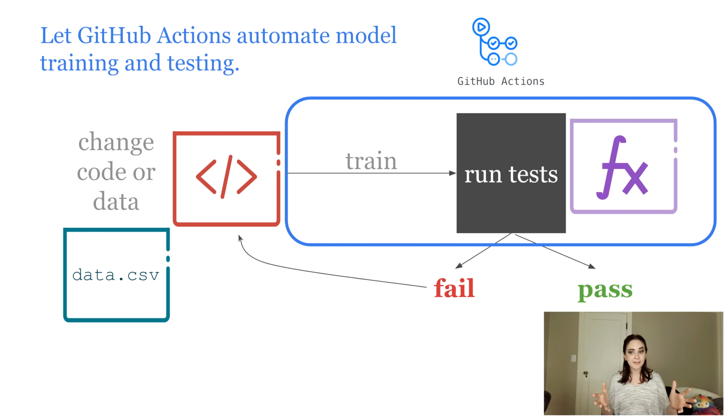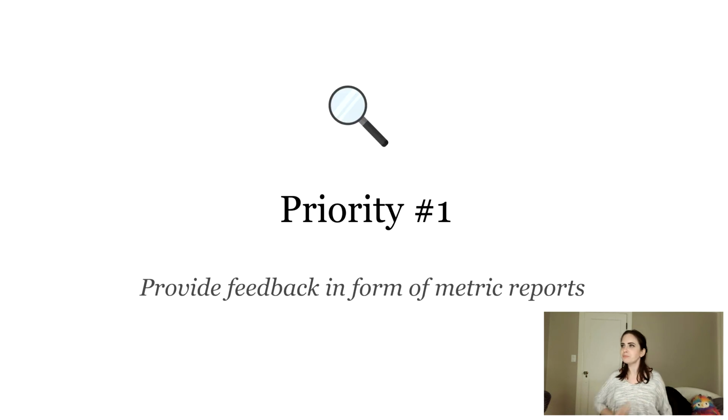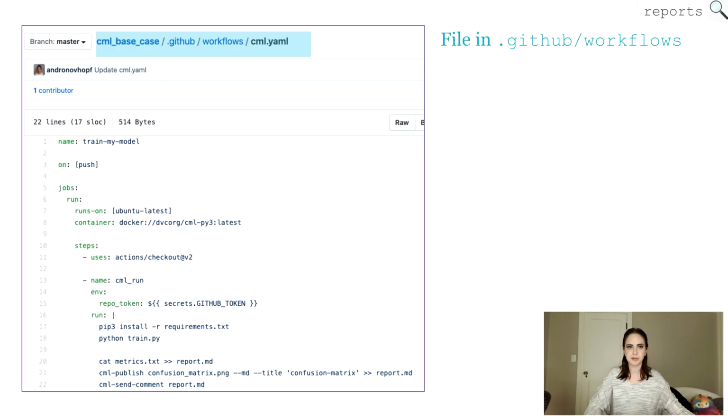Because right now, GitHub Actions is really designed mostly with software development in mind. But we think it's quite flexible, quite powerful, and can offer a lot here too. So I'm going to take us through how the priorities that we laid out earlier show up in CML. So first, let's talk about providing feedback in the form of metric reports.